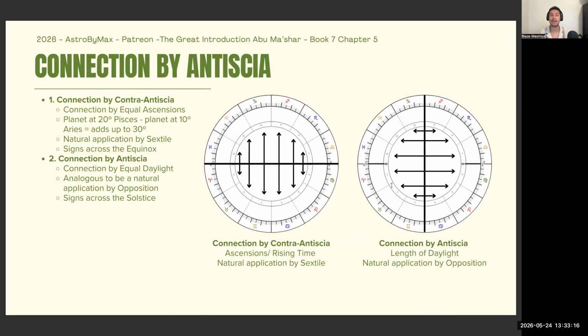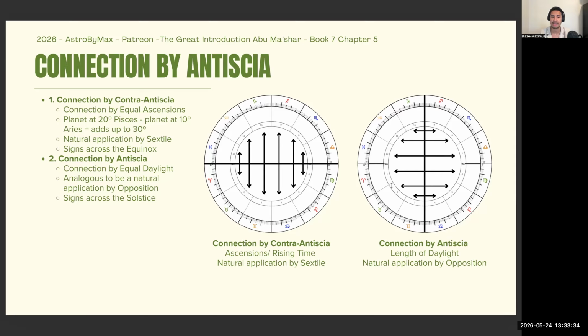Then we move on to connection by Antisha, which we have explored a lot in this class already, but we're going to review it yet again. And remember, Antisha is a type of sympathy. It's a type of support. It's a type of help between the planets. The connection by contra Antisha, at least here, is when planets are agreeing in their rising time and their ascension.